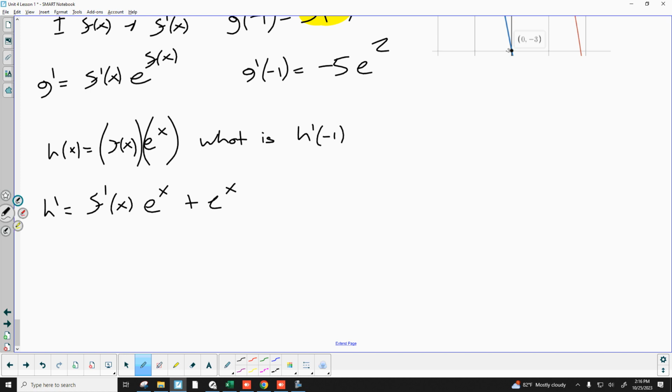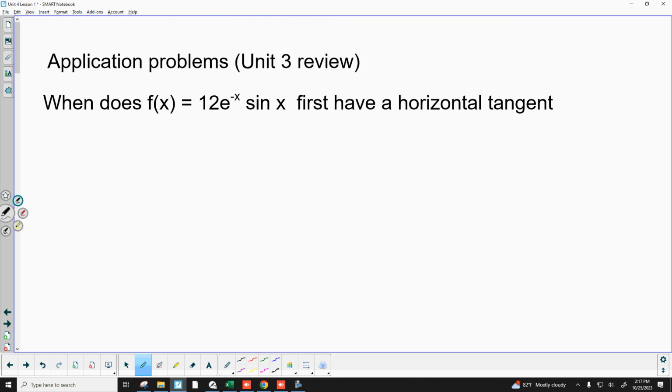We need to move on. So this would be the product rule with f of x times e to the x. This is not a chain. That's a product. Okay, but we got to move on because we got to review all of Unit 3. F prime times e to the x plus the derivative of e to the x times f of x. Parentheses around f of x, parentheses around e to the x. Okay, ready.